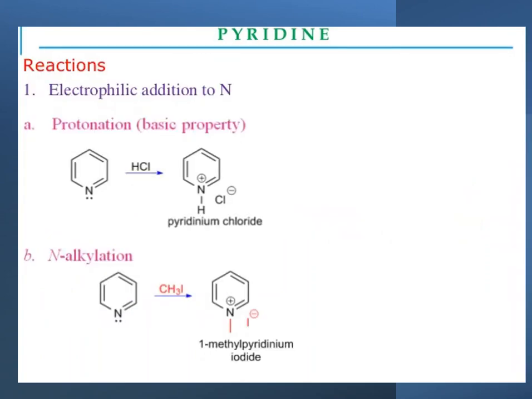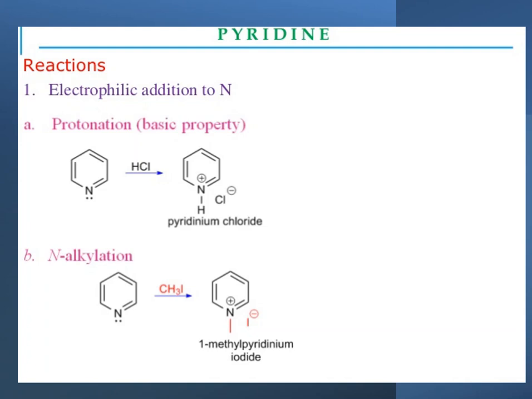So let's see the reactions one by one. First, electrophilic addition on the nitrogen. It's an addition, not a substitution. On the nitrogen, it gets protonated, as you have seen in the basic property, to form pyridinium chloride. In alkylation, when you treat it with methyl iodide, it undergoes alkylation to form 1-methylpyridinium iodide.